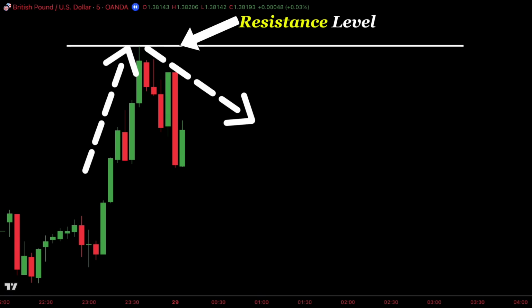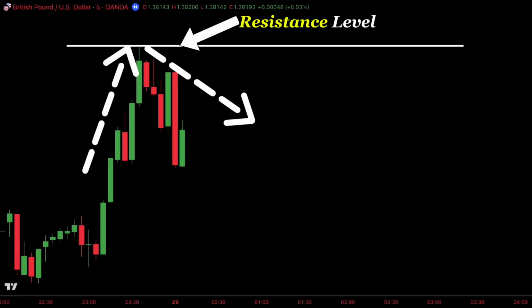The level must be obvious. A strong level should be easy to recognize at first glance. If you have to force it or look too hard to find it, then it's probably not a valid level. The best support and resistance zones are the ones that stand out immediately when you open the chart.